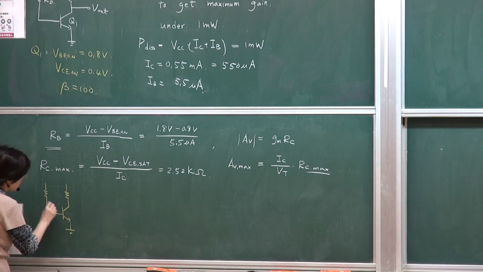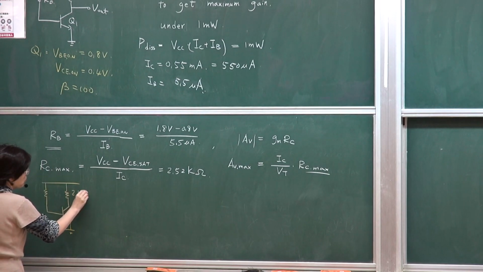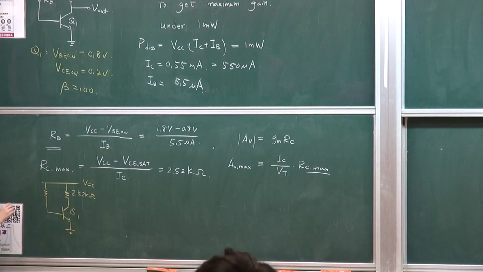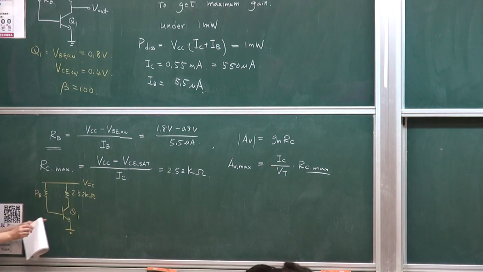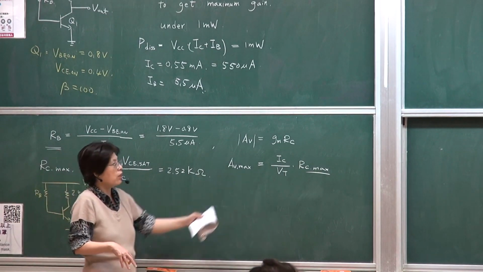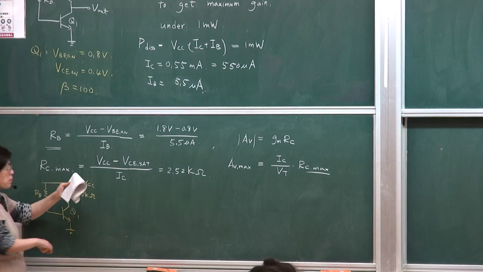This is my final circuit. This will be 2.52 kilo. I don't know what this number is, but this will be an RB level. And then this will allow you to stand at the edge to give the maximum gain. Okay? So once you insert that number, you can get your maximum gain.